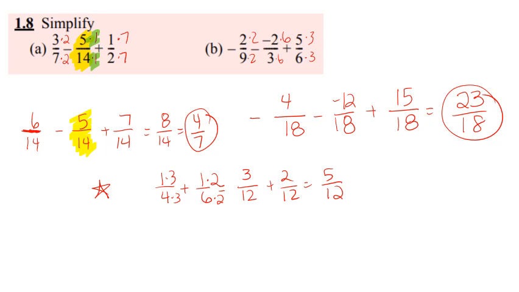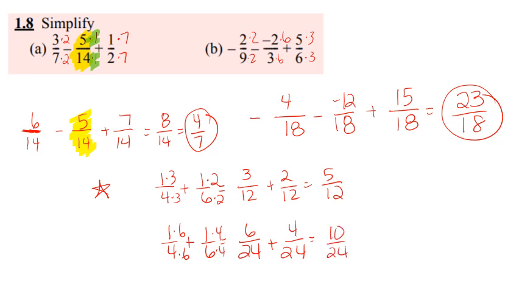Now, some people, when they see this problem, they won't use 12, they'll use 24. There's nothing wrong with this, you just get more work, and you'll see in a moment, my numbers will get bigger, which we don't like, but it's not impossible, and then I get 10 over 24, and then I have to reduce by 2, to get 5 over 12.